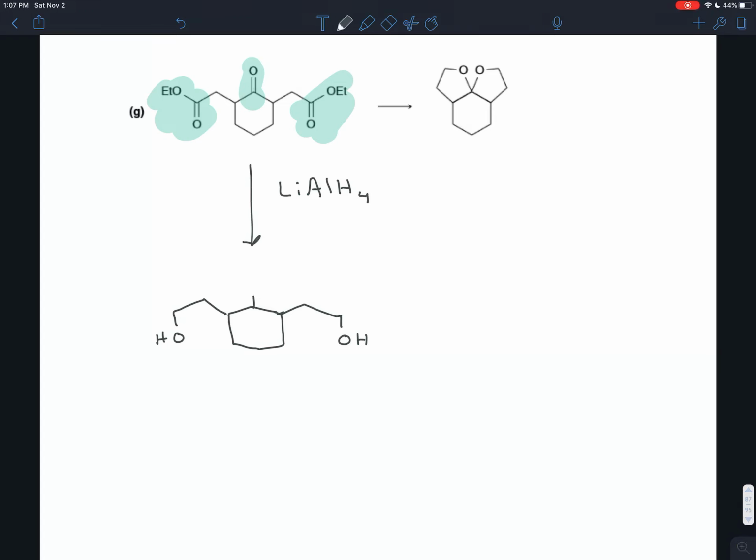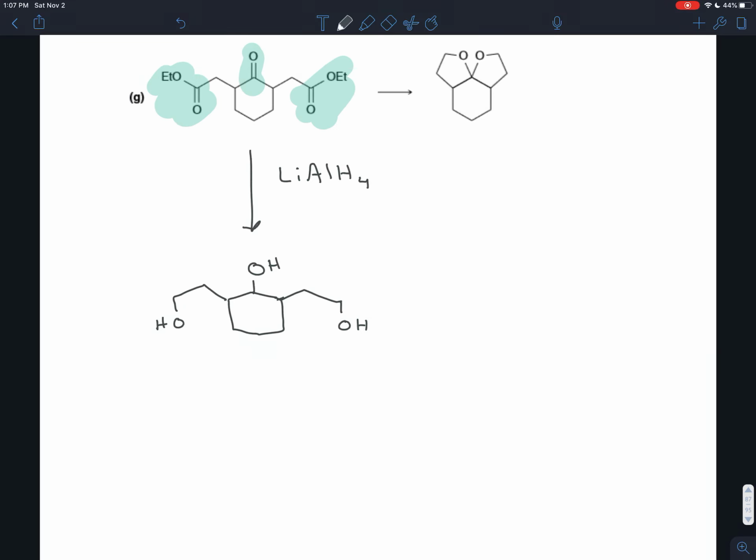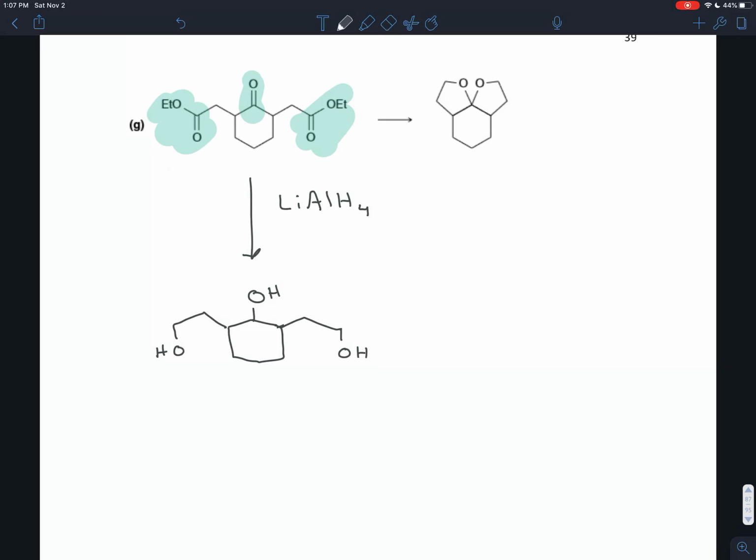The problem is that it will also reduce, of course, the ketone to an alcohol. We've covered that in this chapter. That should seem familiar. And this will not give you an acetal. In order to have an acetal, you need the ketone to stay a ketone. In other words, we have to protect this ketone somehow before we do this reduction.